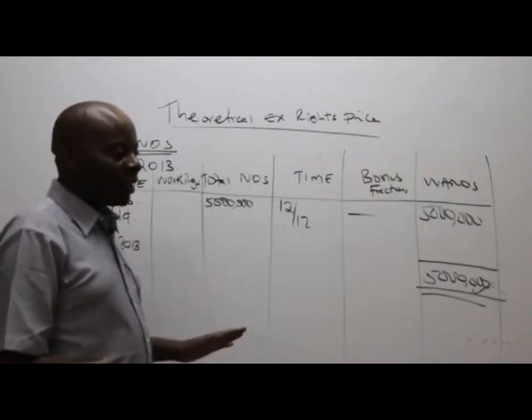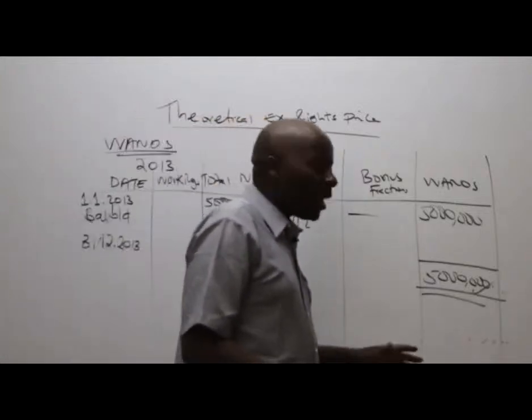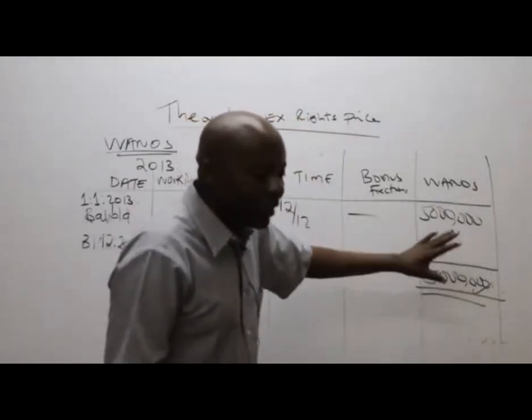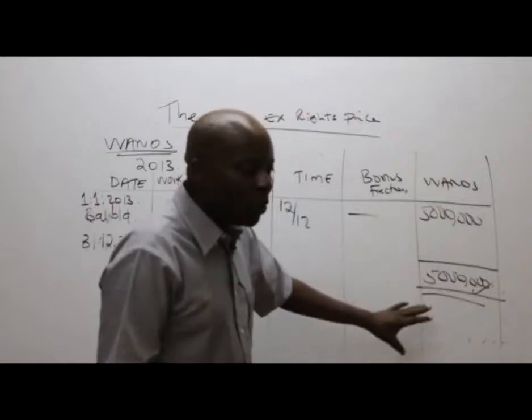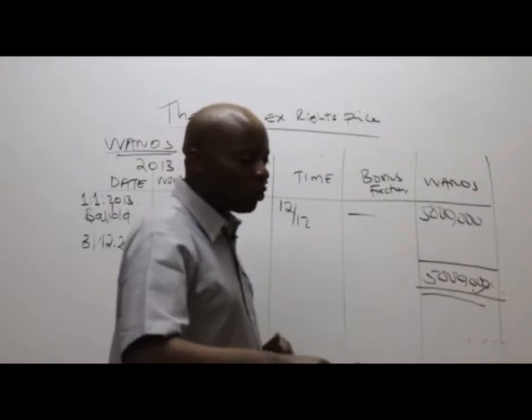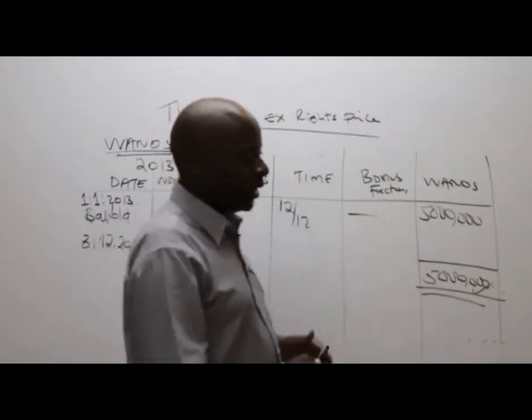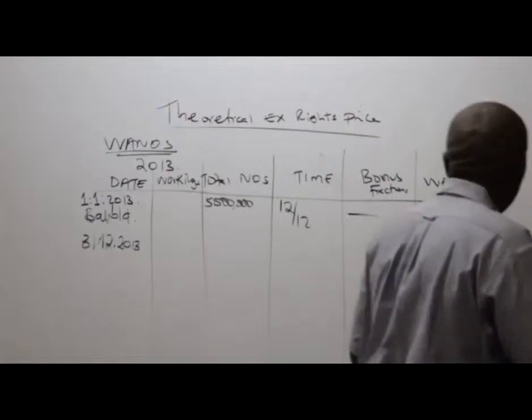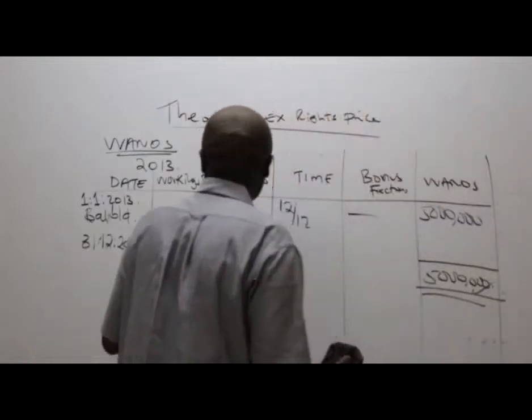Now, ladies and gentlemen, after that, I know of some students who will start giving me the EPS of 2013. That is not me. If I'm the one doing this, I will go straight away to 2014, get the NOS of 2014, get the NOS of 2015. So can we go to 2014, and then we compare notes?